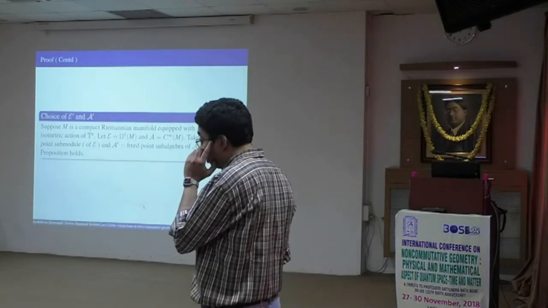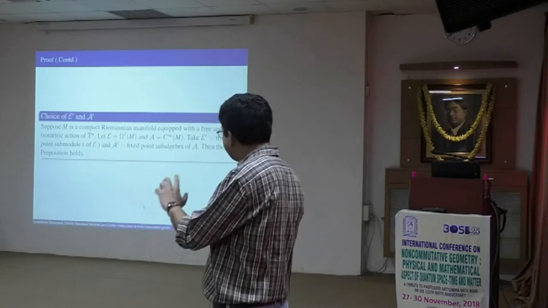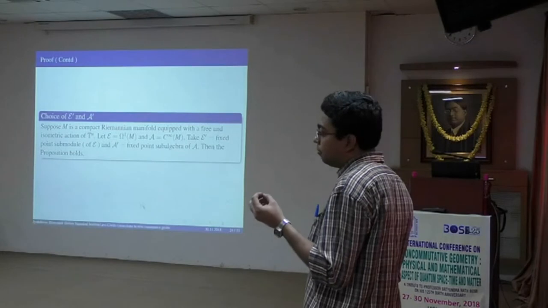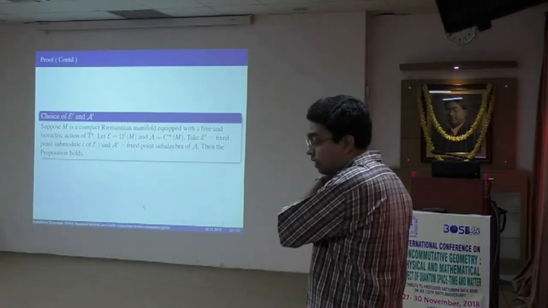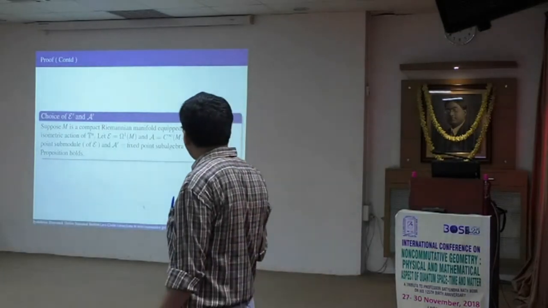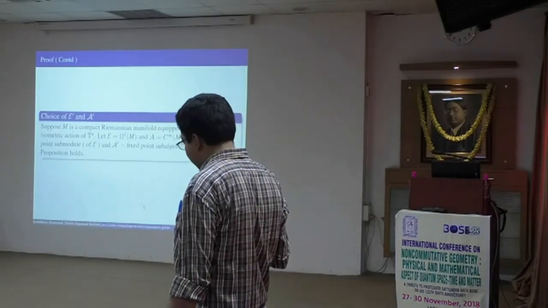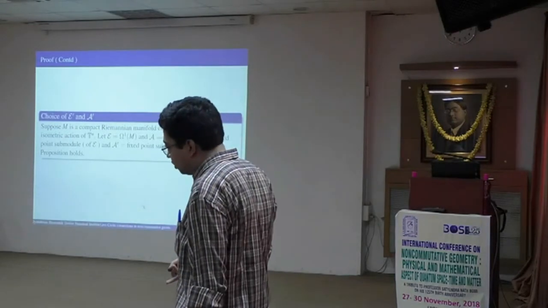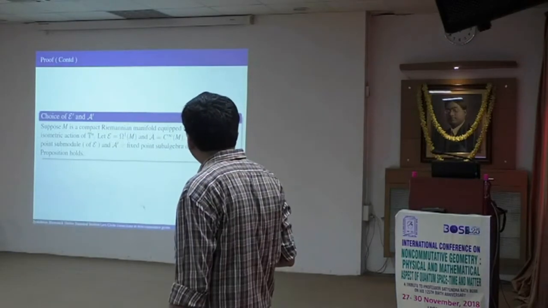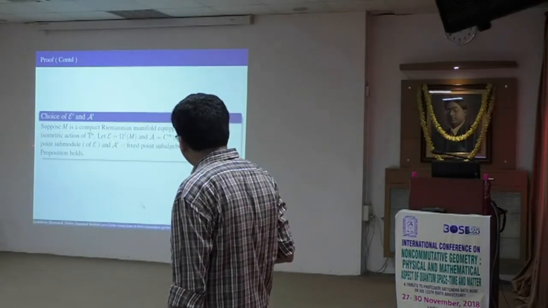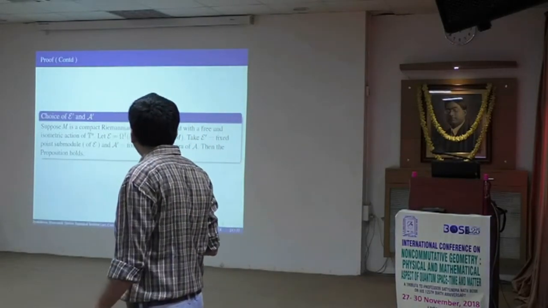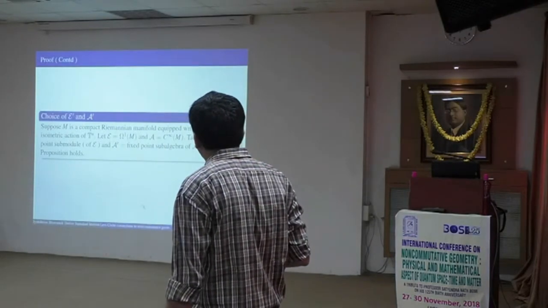So we have to make a judicious choice of E prime and A prime. Remember that my manifold has a free isometric toral action, so that I have the spectral subalgebra corresponding to the toral action. So define this E prime to be the fixed point submodule of E, which is of course smaller than E, and A prime to be the fixed point subalgebra.